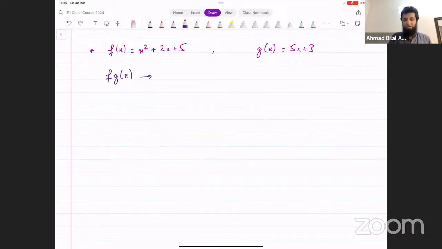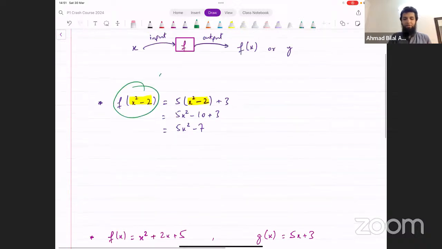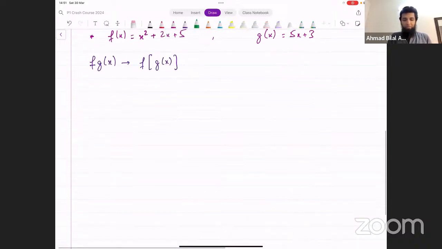Let's try to understand how this works. If you have to evaluate f g of x, we would start by writing f g of x like this. That will make it easier to understand. We'll say it basically means f of g of x. So we introduce another bracket here, like this. And that basically means inside the function f, we have to input g of x. Just like earlier, inside f, we were inputting x squared minus 2. Now we're saying, instead of inputting x squared minus 2, put g of x inside f. All right, so now g of x is going as an input to f.